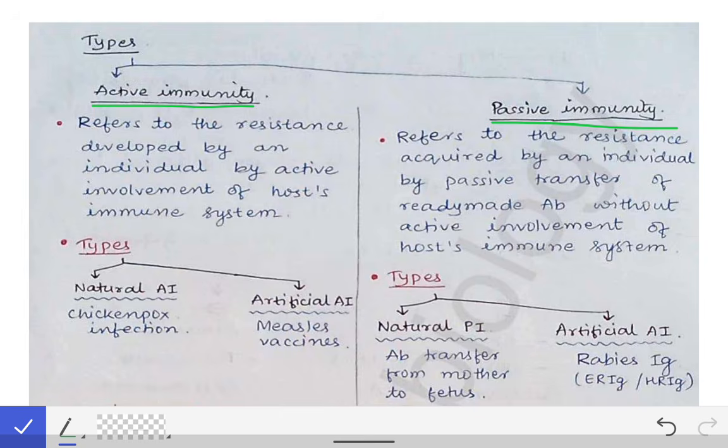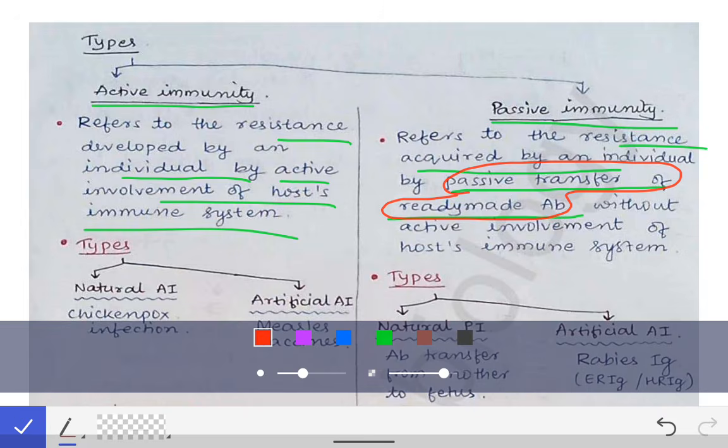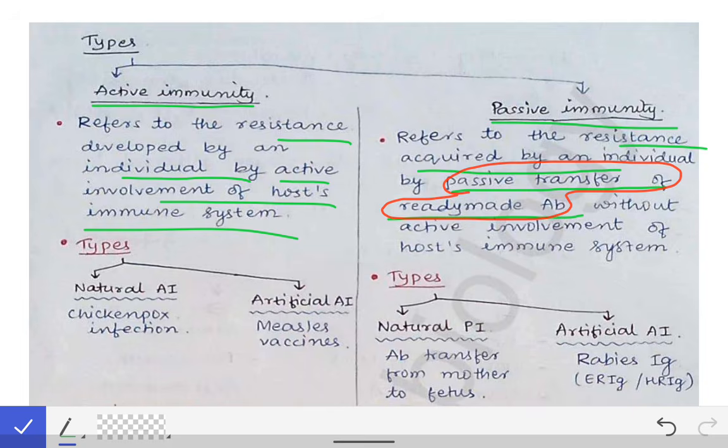Let's refer to the definition here. The definition of the active immunity is that it refers to the resistance which is developed by an individual by active involvement of the host's immune system against any microorganism, while the passive immunity refers to the resistance which is acquired by an individual by passive transfer of ready-made antibodies. This is the line of difference, the passive transfer of ready-made antibodies. This helps us in differentiating between the active immunity and the passive immunity. So in the passive immunity, there is passive transfer of the ready-made antibodies without the active involvement of the host's immune system.